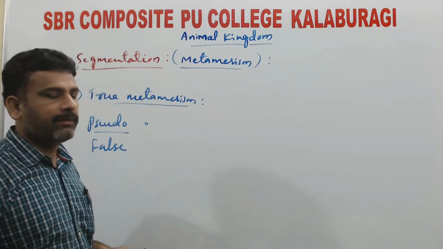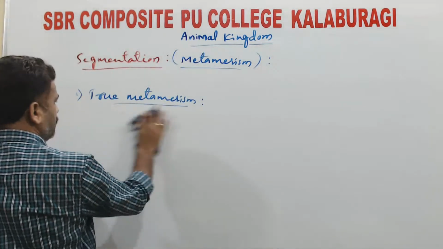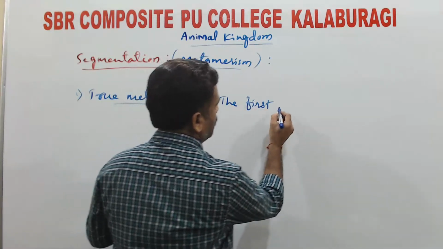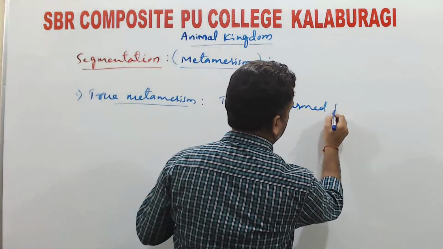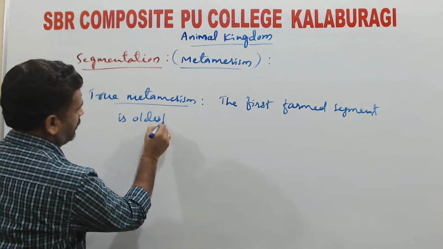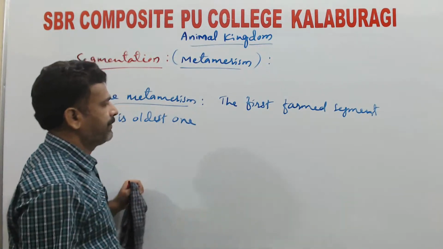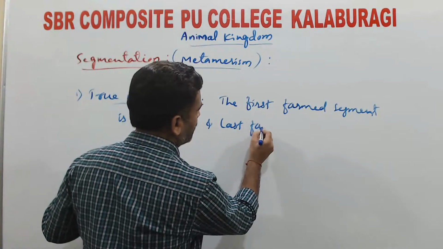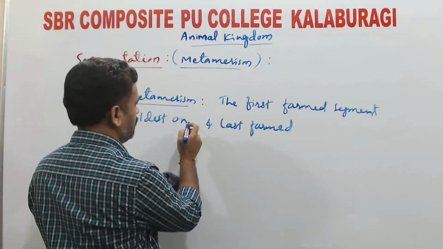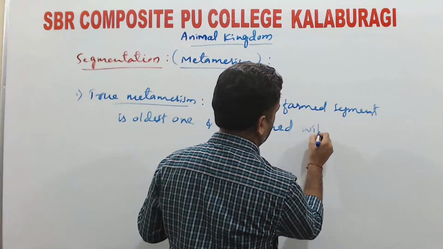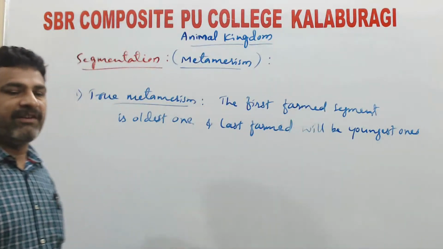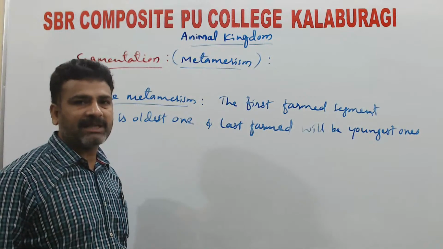In true metabolism, the first formed segment is the oldest one and the last formed segment will be the youngest one. First formed segment will be the oldest one and the last formed segment will be the youngest one.